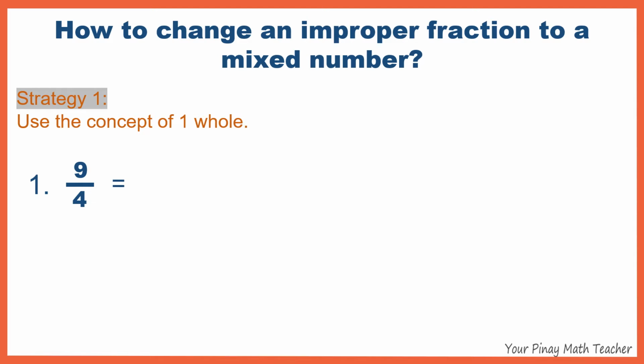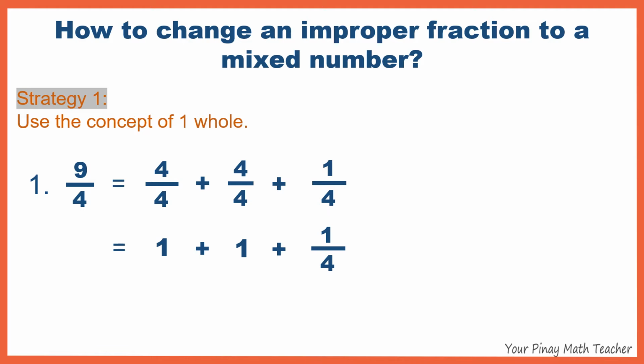Let's do this together. If I add 4/4 and 4/4, we get 8/4. Since we only have 9/4, then we only need 1/4 to be added to 4/4 and 4/4 to get 9/4. So changing 4/4 to one whole, we have one whole plus one whole, and then bring down plus 1/4. Adding them together, we have two wholes and 1/4. This is the mixed number of the improper fraction 9/4.